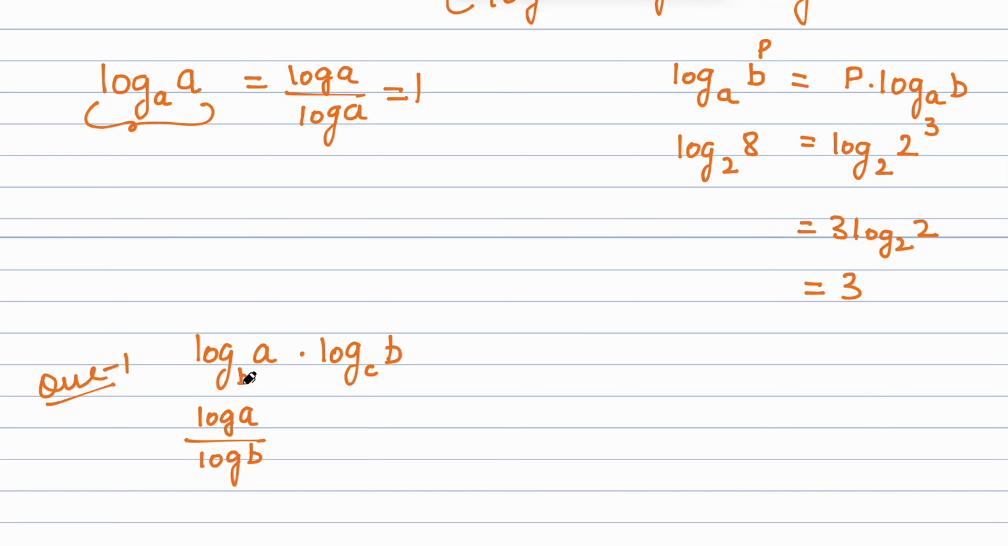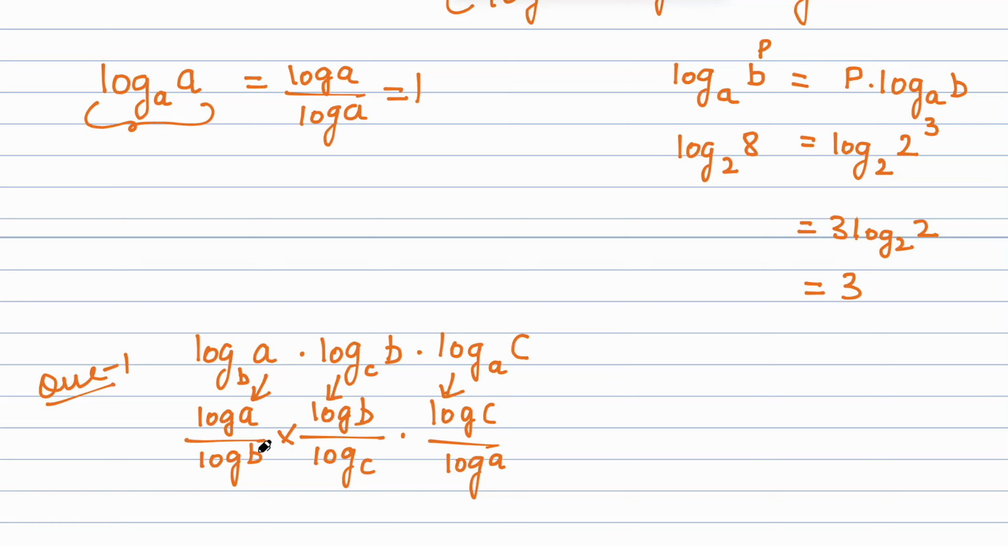Now in my first log, b is the base and in the second log it's the value. We have remembered this thing that base comes in the denominator. So log of b over log of c times log of a over log of c times log of c over log of a. So here the base rule is applied for this, here for this, and here for this. So you see every value is cancelled and we come up with 1.